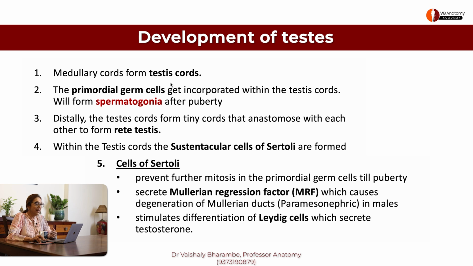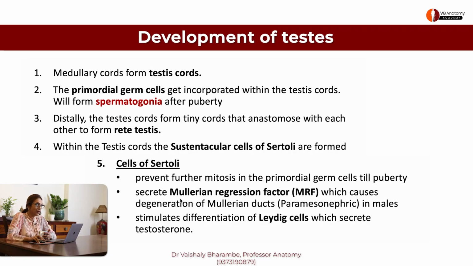You say it once. Sustentacular cells of Sertoli. What do they do? These cells prevent further mitosis of primordial germ cells. Primordial germ cells are told not to multiply. Why not? You're not to multiply because this is a child. When the child hits puberty, under the influence of testosterone, you can multiply, not now. So that is done by cells of Sertoli.